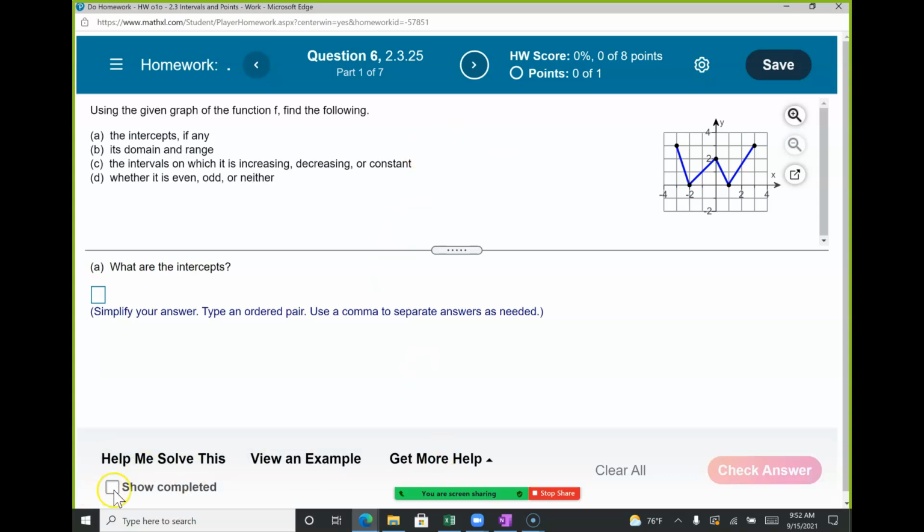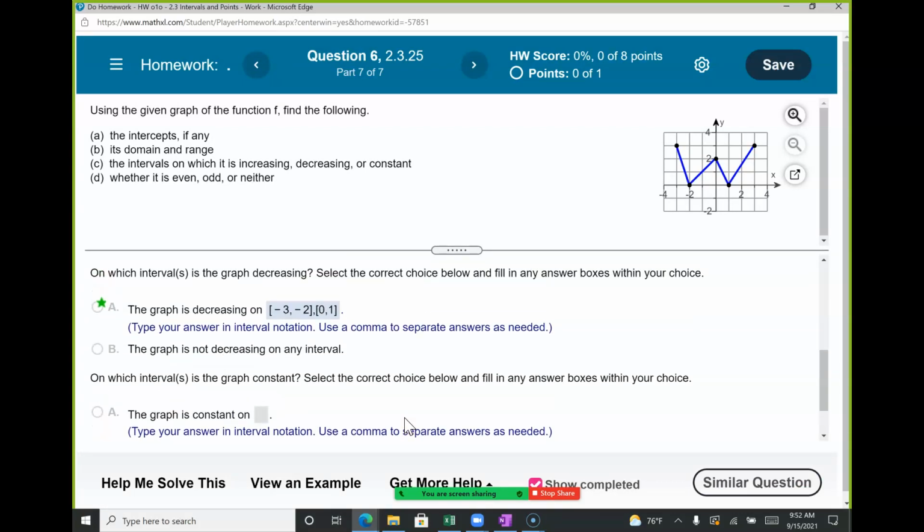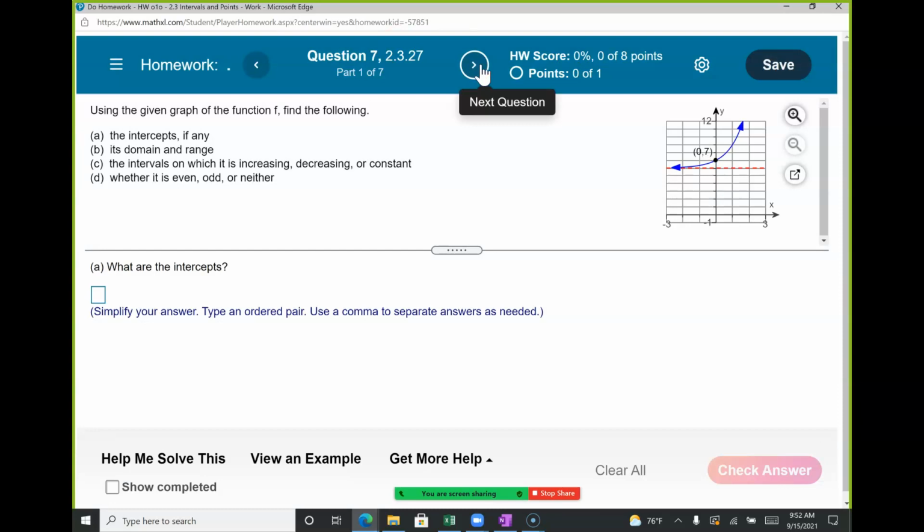Take a look, it's asking me on what intervals this thing is increasing. And you can see, it's asking on which intervals is it increasing. I would just give one interval with a union sign, but they're listing multiple intervals. So this book sucks. We're changing it. Even, odd, or neither, no.